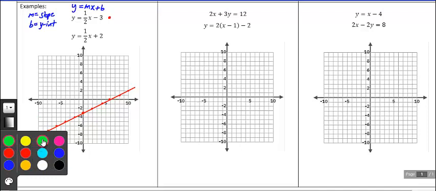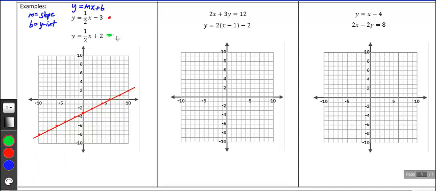Now let's work on the second line here. So we have a +2 for the b. So our intercept is right here at 2 on the y-axis. And we have the same exact slope. So we're going to go up 1 over 2. Up 1 over 2. Right, and we can continue doing that. And the other direction as well.